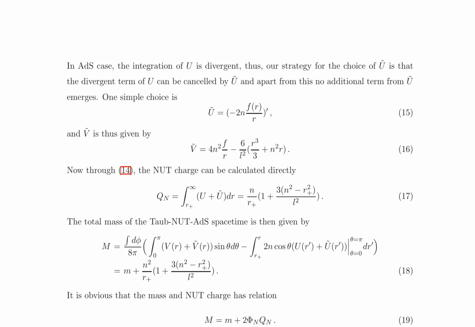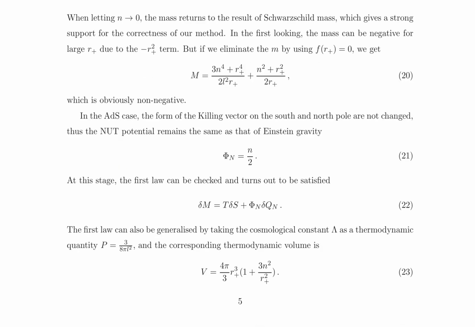the divergent term. This choice leads to the calculation of the nut charge and the total mass of the Taub-NUT-AdS spacetime. The mass and nut charge are related, with the mass returning to the Schwarzschild mass when n → 0. The mass can be negative for larger r plus due to the minus r² plus term, but eliminating m using f(r plus) = 0 yields a non-negative mass.